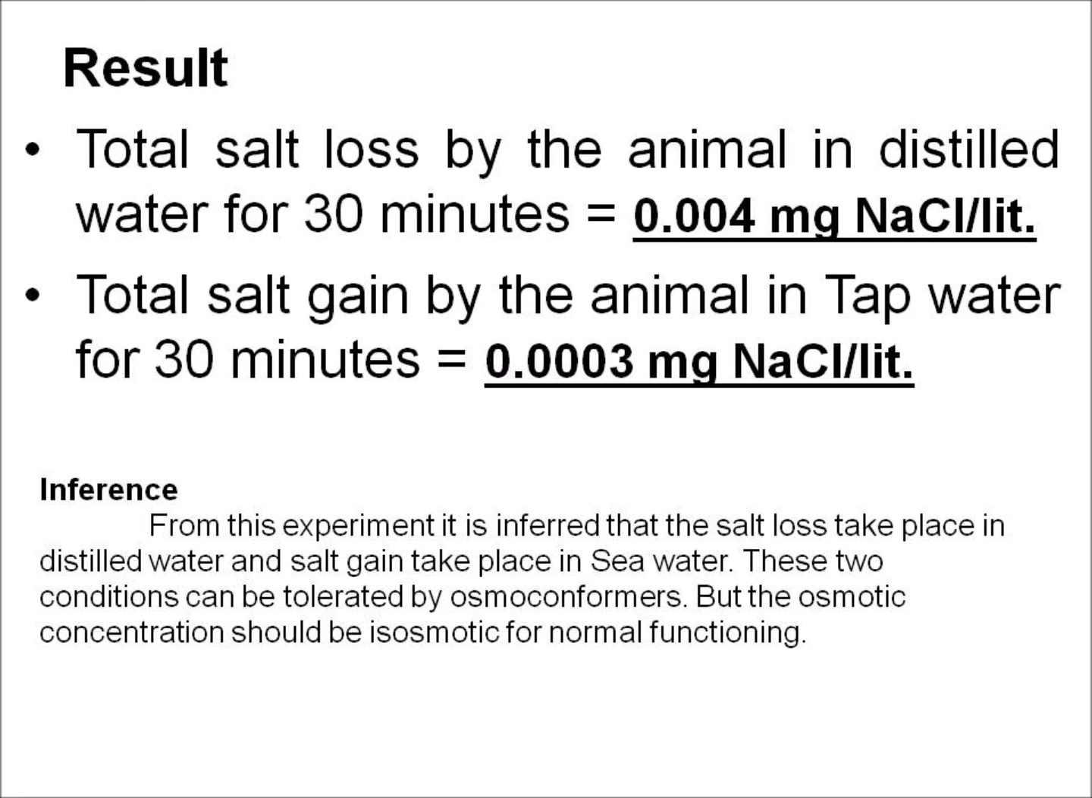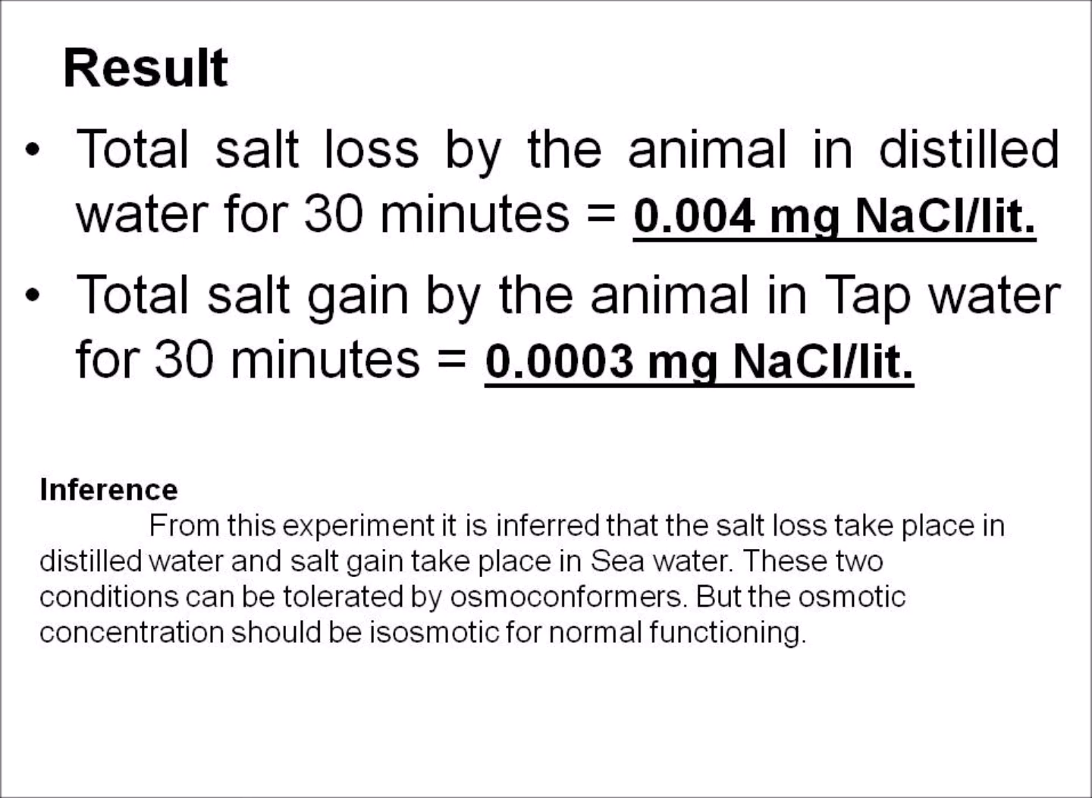Then we can write the result as this. Total salt loss by the animal in distilled water for 30 minutes is 0.004 milligram sodium chloride per liter. Total salt gain by the animal in tap water or sea water for 30 minutes is 0.0003 milligram sodium chloride per liter. Then we want to write the inference.